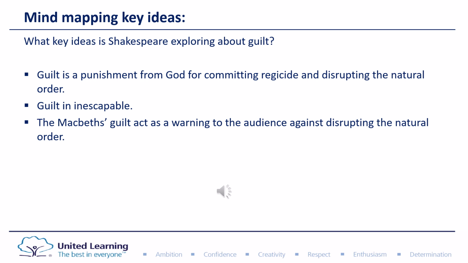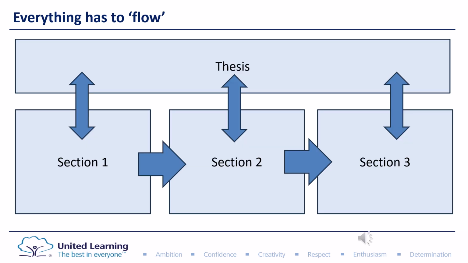So for example, some ideas that you could perhaps explore about guilt. We would want to mention the fact that guilt is a punishment from God for committing regicide and disrupting the natural order. We would also want to mention that guilt is inescapable because after the regicide, Lady Macbeth appears to be guilt-free, but actually that's not something she can escape in the long term. And we can also talk about the wider intent, so that Macbeth's guilt acts as a warning to the audience against disrupting the natural order.